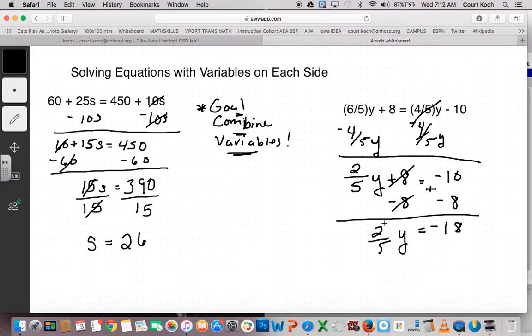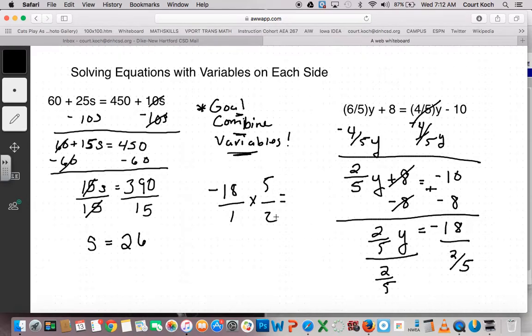Now, this fraction is being multiplied by whatever y is, so I have to divide. So I'm going to divide 2/5 out. Now I can punch this into the calculator and it'll give me an answer, or I can remember that dividing by a fraction is truly the same thing as multiplying by the inverse. So I'm going to go negative 18 over 1 times 5/2, because I'm going to flip that second fraction because that's what a reciprocal is.